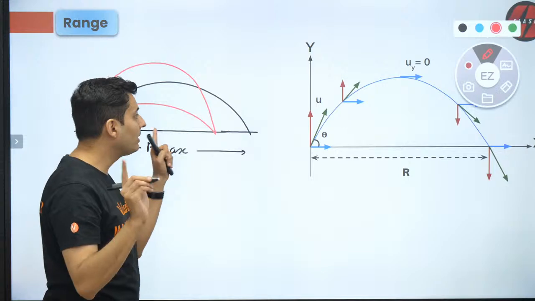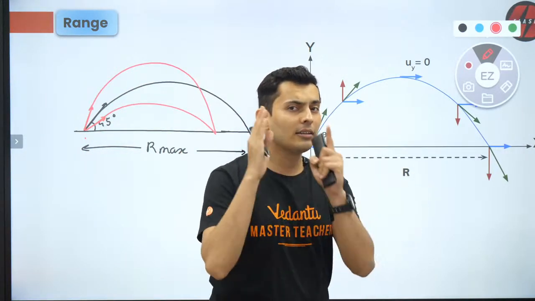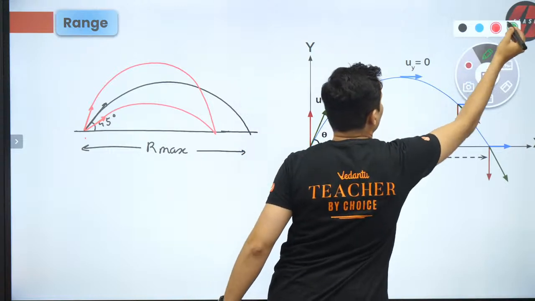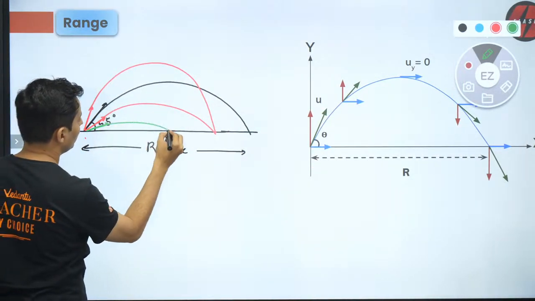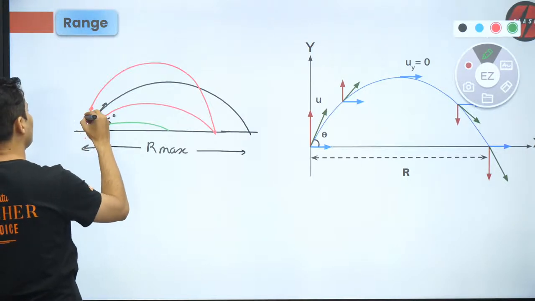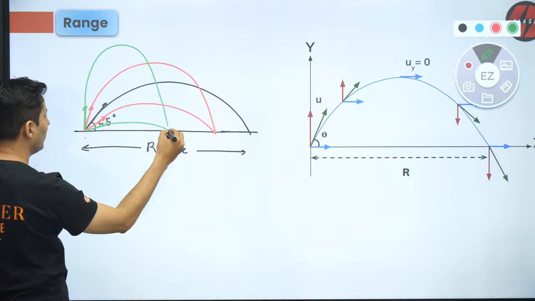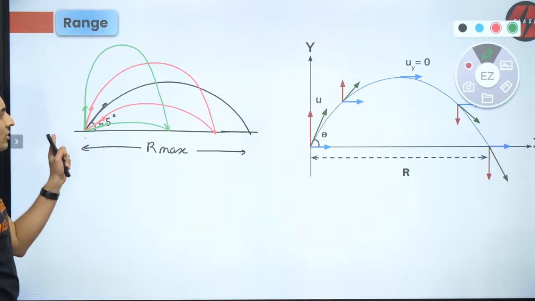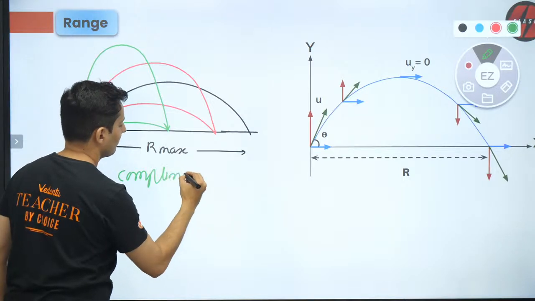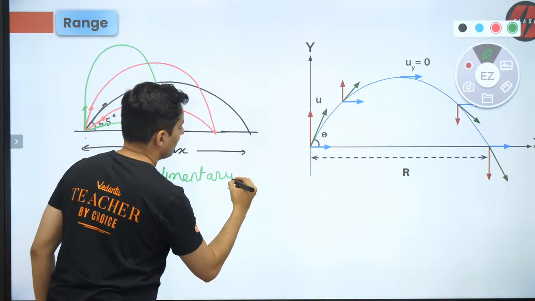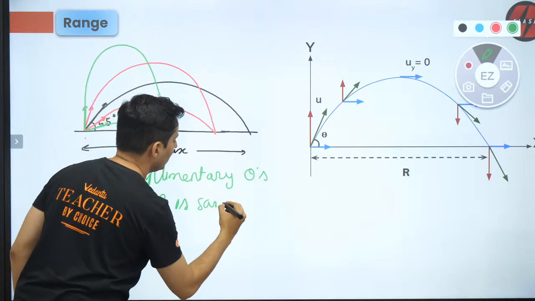Yes, for complementary angles like 30 and 60, 37 and 53, 20 and 70, the range is the same. And if you choose a much lower angle, the range will be even smaller. But if you choose a very large angle, then it will stay in air for a long time, but it will hardly move and it will fall at the same point. So understand, for complementary angles, range is the same. This is another property which you should know.